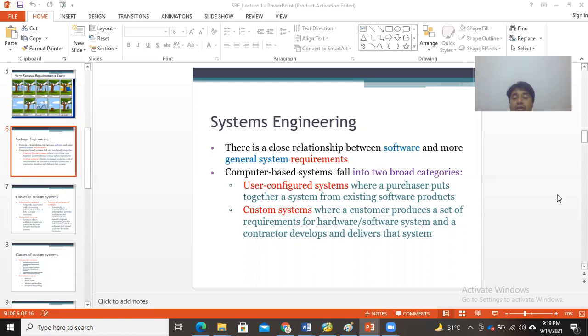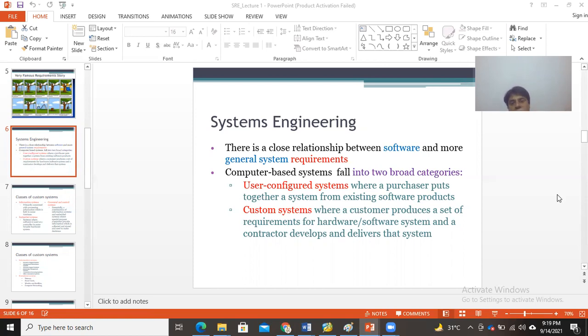Whereas custom systems are where a customer produces a set of requirements. Normally, custom systems are specific to a particular customer or a group of particular customers, so we call that system a custom system. In a user configured system, we are not talking about specific requirements. We are talking about general requirements, and systems are created based on existing software products. But in custom systems, a customer will give you a set of requirements for a particular hardware or software system, and the software engineer, whom we call the contractor, develops and delivers that system. So this type of system we call a custom system.